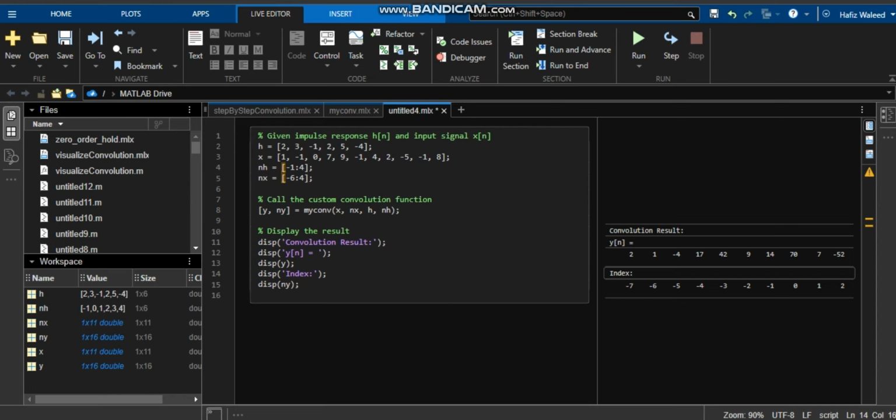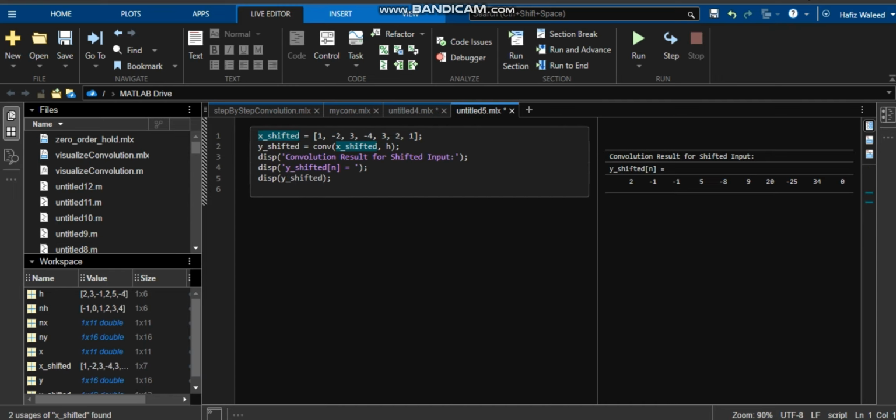The function computes the convolution result Y and the corresponding index NY. The impulse response h[n] and the input signal x[n] are convolved using the custom convolution function. The result y[n] and the corresponding index NY are then displayed.